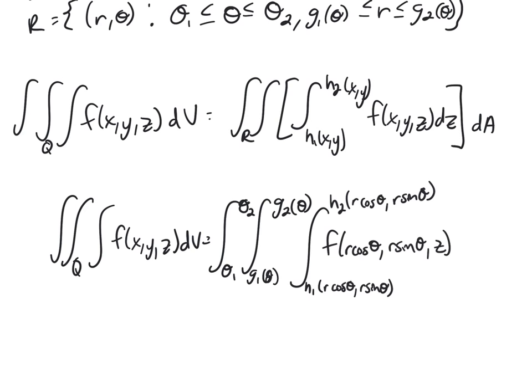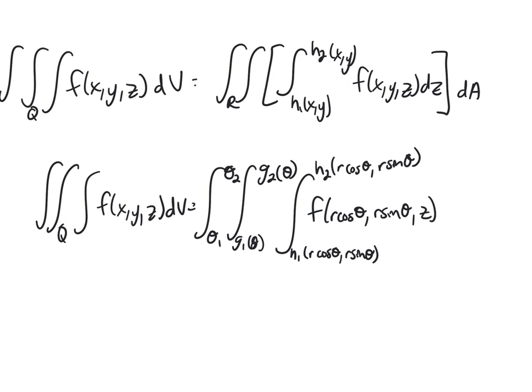And remember, anytime we do things in polar coordinates, we get an r in our integral, an r. This is dz dr d theta. So this is how we can do a triple integral in cylindrical coordinates.